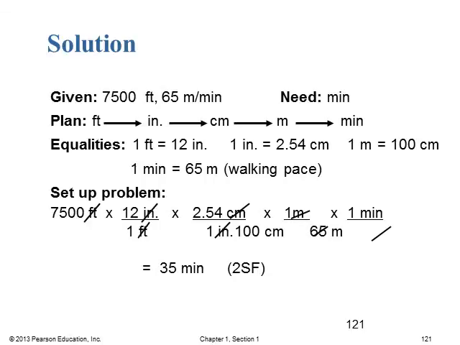Then we have here 7,500 feet. We have 2.54 centimeters per inch, and then 65 meters per minute. And so the fewest number of significant figures are 2, and so we're allowed to report two significant figures, which is 35.